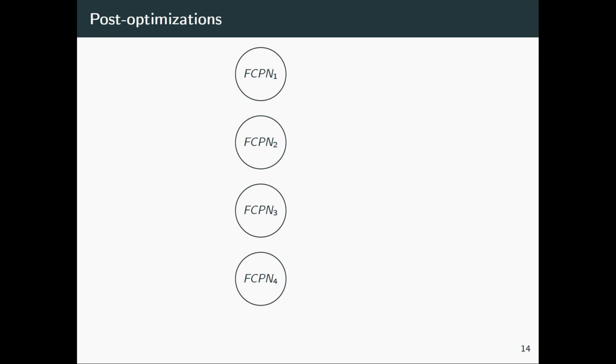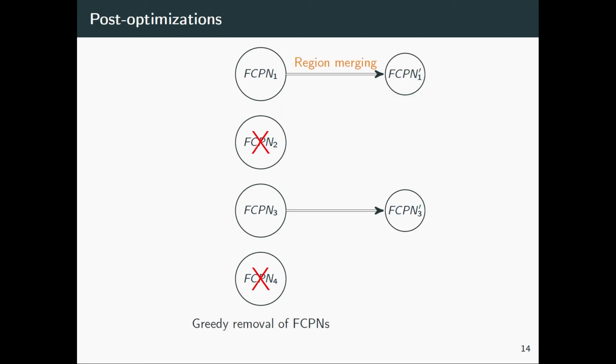After having decomposed our transition system into a set of free-choice Petri nets, a post-optimization process is done. Sometimes we could find a set with completely redundant Petri nets. A greedy algorithm removes them. At this point, we still could have redundancy in the surviving components. Therefore, these Petri nets are minimized, merging the regions.